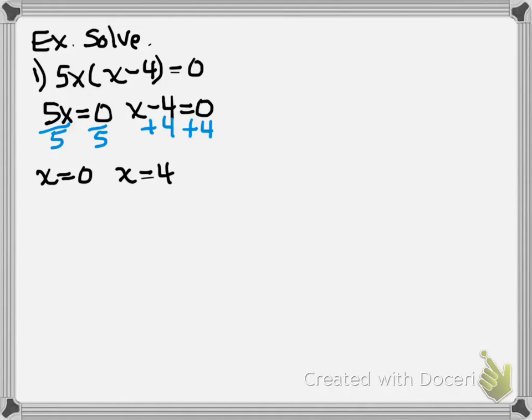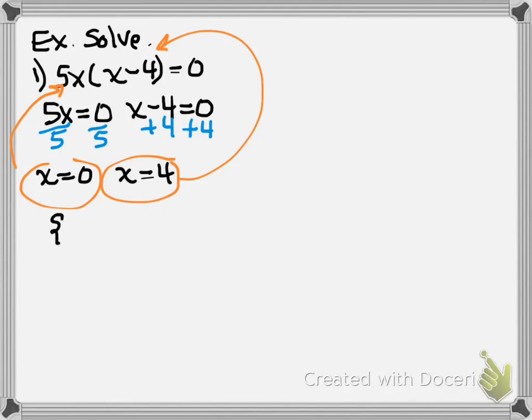Okay, now, how do we test that this works? Well, if you put 0 into the first equation up there, we get 5 times 0 is 0, 0 times anything is 0, done. If we put in x equals 4 into the equation, we get 5 times 4 is 20, and then in the parentheses, 4 take away 4 is 0, so I have 20 times 0 is 0. So they both work.